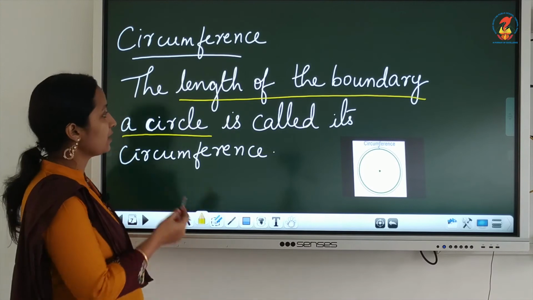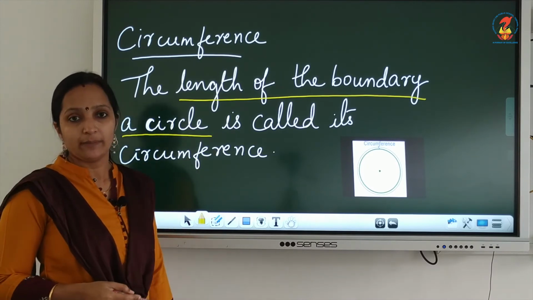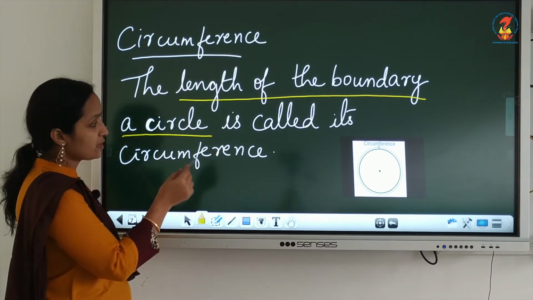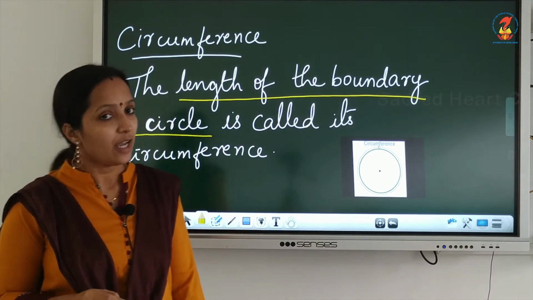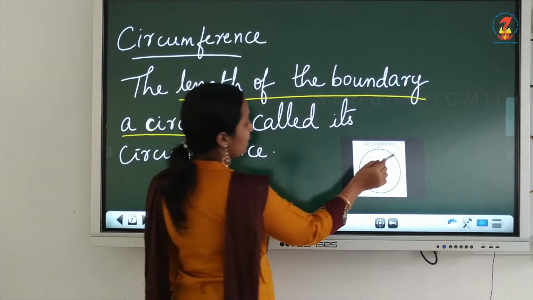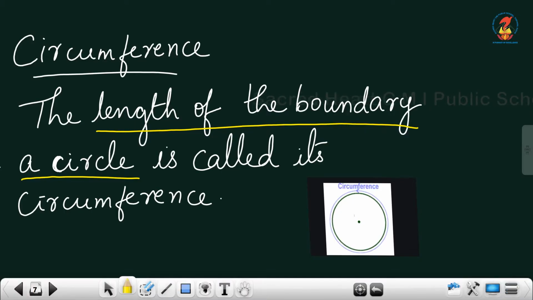What do you mean by circumference? Length of the boundary. Okay. So, for circles, instead of the word perimeter, we are using the word circumference. I hope it's clear. Circumference means the length of the boundary. The length of the boundary is known as circumference.